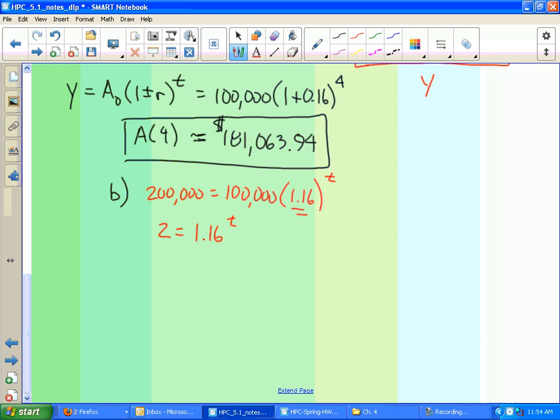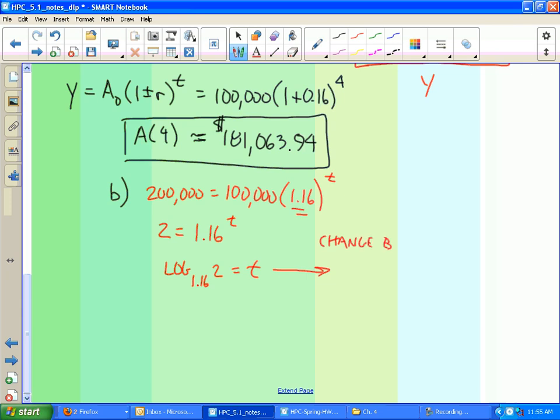We could now use a logarithm, and a logarithm would say this: log base 1.16 of 2 is equal to t. But most of our calculators do not do that because we don't have log base everything. Most of these are log base 10s. And so then you're going to have to use your change of base formula.